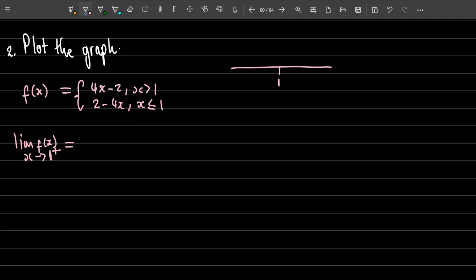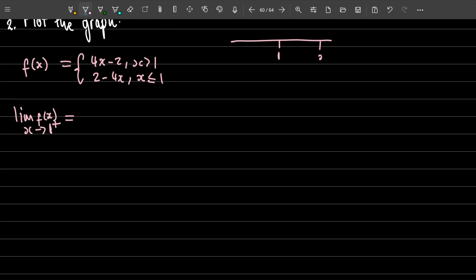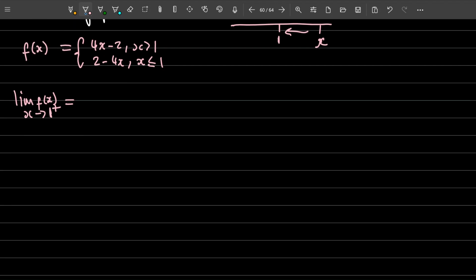Here is 1. And x is on the right of 1 because we are coming from the right, right? And it is going towards 1. So x is some value on the right of 1, and we are going towards 1. What does it mean? If x is on the right of 1, is it greater than 1 or smaller than 1? That means it is greater than 1 because it's on the right of 1, right? So that means it's some number here that is bigger than 1, okay? No matter how close it is to 1, it's still bigger than 1.